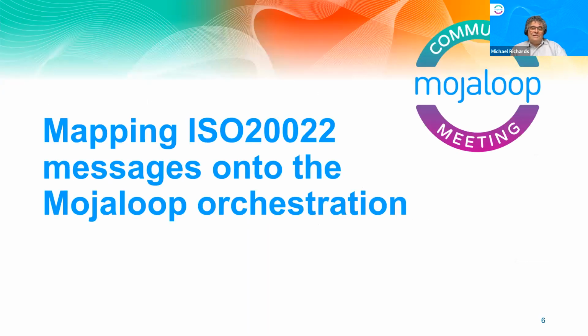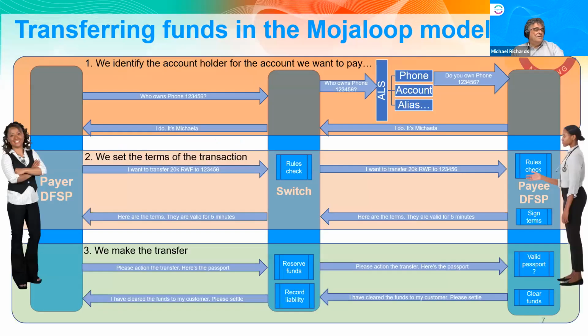So let's start then by looking at how we map ISO 20022 messages onto the Mojaloop orchestration. Now, I hope it won't be a surprise to people at this meeting, the idea that one of the fundamental points of Mojaloop is the orchestration of transfers that it does. And in particular, the three phases of a transfer.